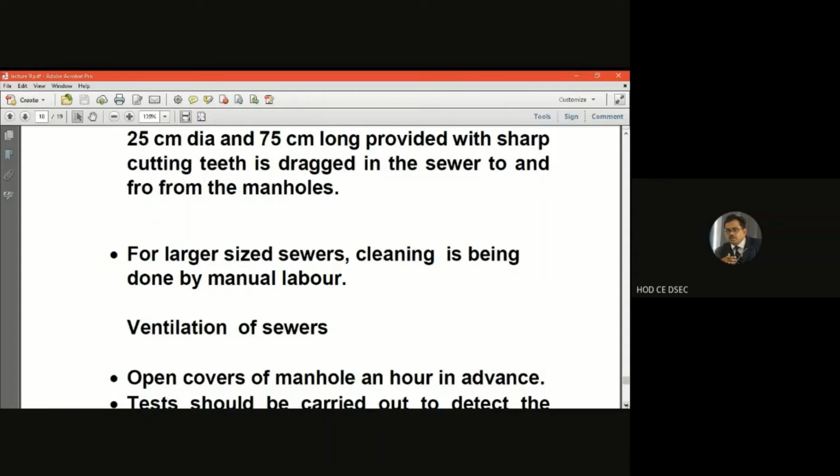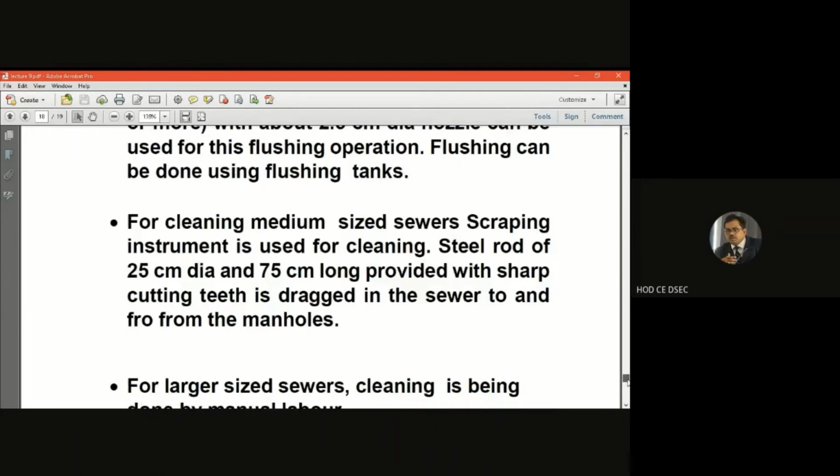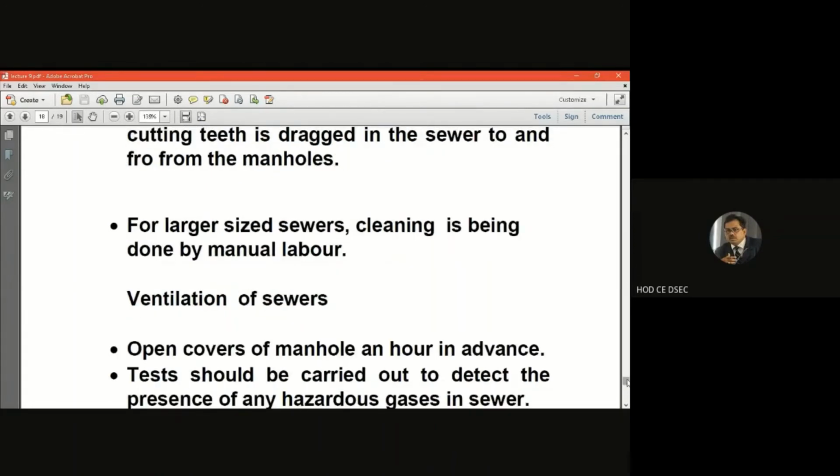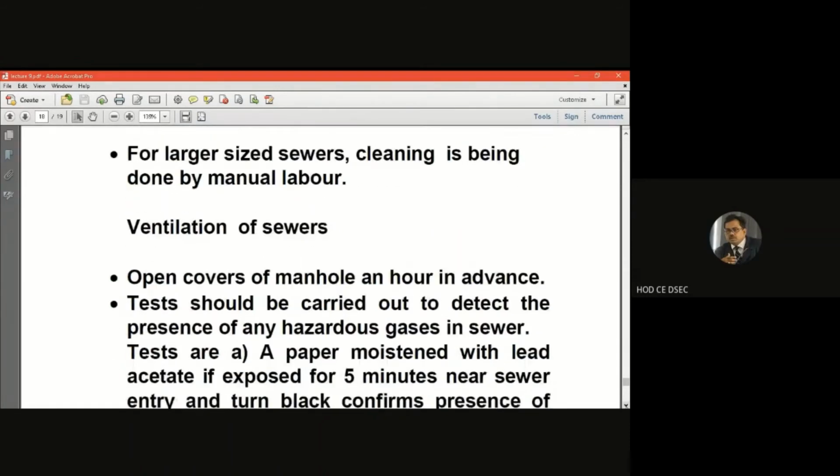Now, a very interesting thing, the ventilation of sewers. Because this manual cleaning system is very risky, you have to take precautions while entering. When labor enters into the sewer or manhole for cleaning operation, then some precautions, some tests have to be done.